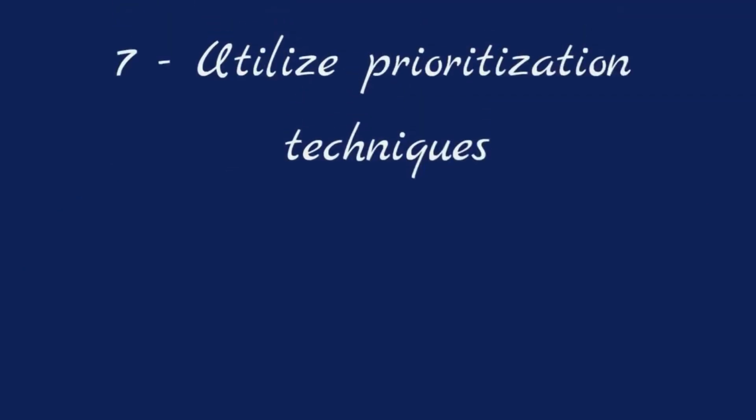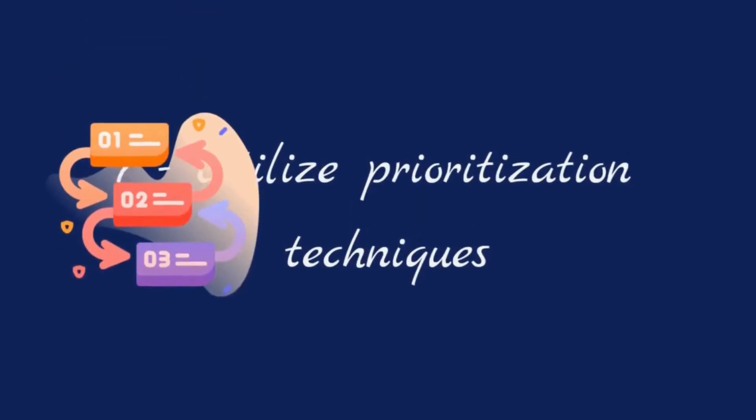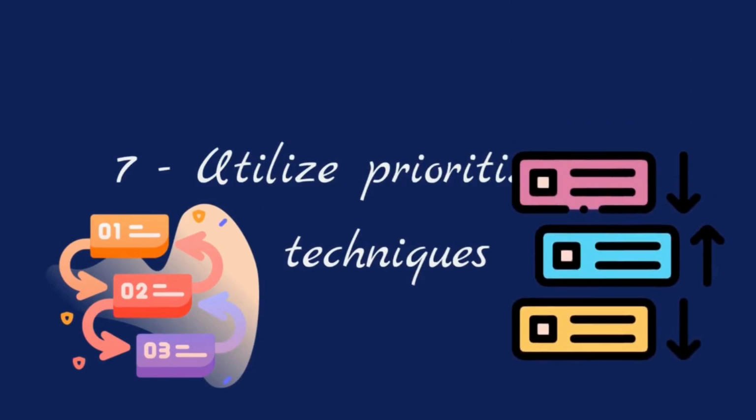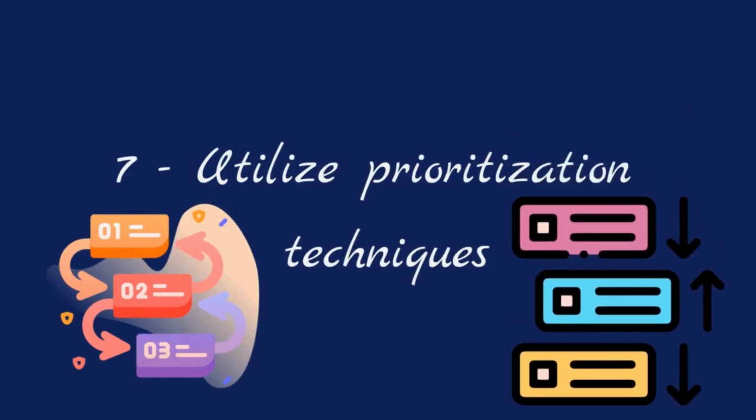Step 7. Utilize prioritization techniques. Prioritize features and requirements based on the criteria above. Among the most common techniques are the MoSCoW method, which characterizes items as must-haves, should-haves, could-haves, and won't-haves. Weighted scoring: assign weightage to each criterion, for example, business value, user impact, and technical feasibility, and score each item accordingly. Calculate a weighted score for each item and rank them.